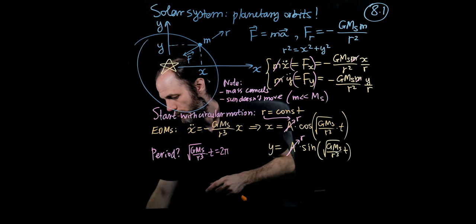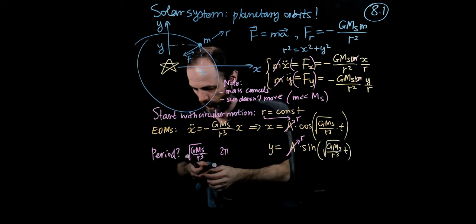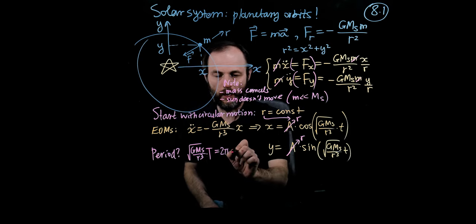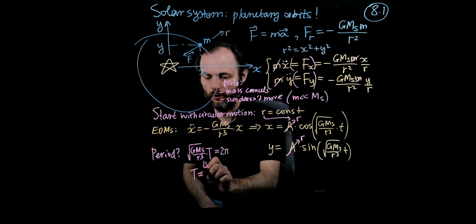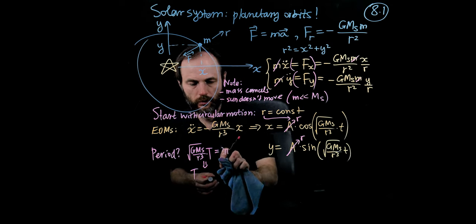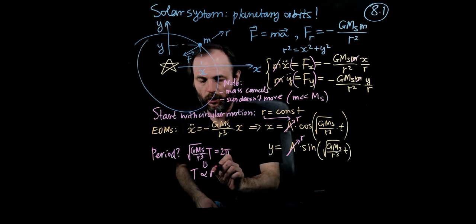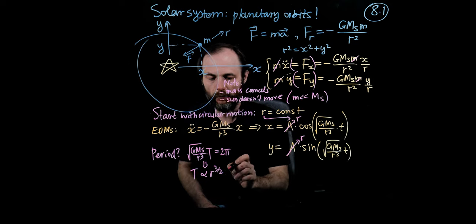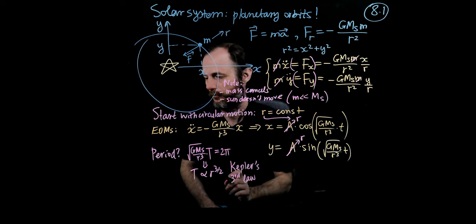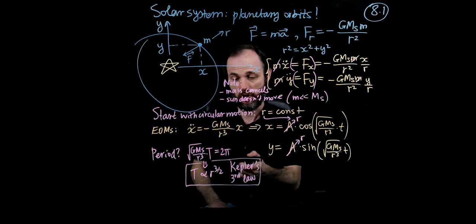And so in fact, we're going to denote our period as a capital T instead of the little t. So we're going to have it like that. And so from here, we immediately can get that our period is going to be equal to something times r to the 3/2. So this is Kepler's third law. And that's awesome. We now have recalled how to derive that.